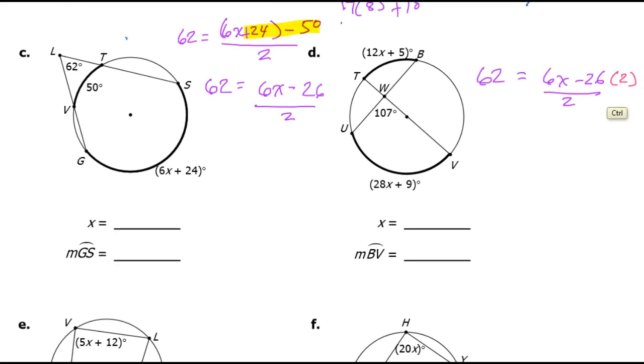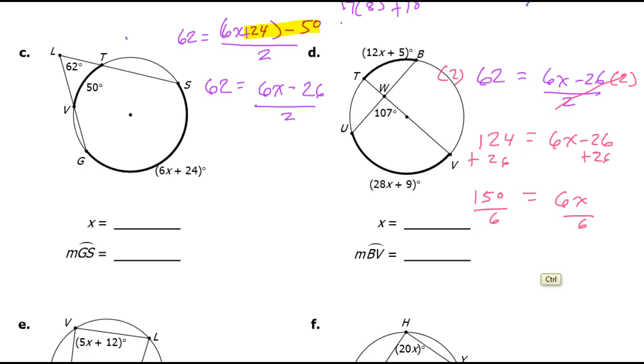Oh, it's a little bit off camera. If I were to multiply by 2 on both sides, that would be allowed. So that's going to give me 124 is equal to 6x minus 26. Then I would add 26 to both sides. Okay, so that's going to give me 150. And then if I divide by 6, all right, so what's 150 divided by 6? Some decimal. 25. It's exactly 25. Well, all right, so x is 25.